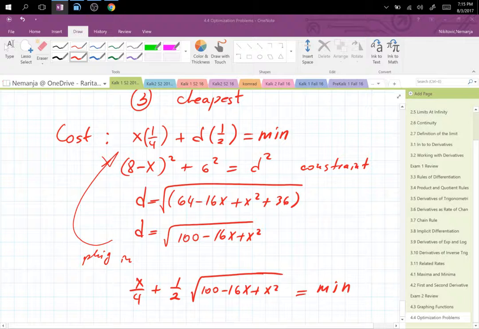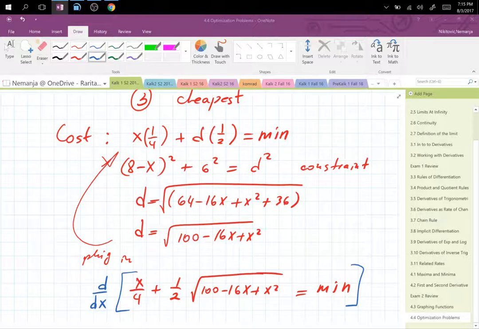And this is where you hit it with the derivative. You will calculate the value for x. As soon as you have the value for x, you bring it over here, calculate the value for d, and that's how long. You can also calculate the cost. The cost will be less than 5 million.